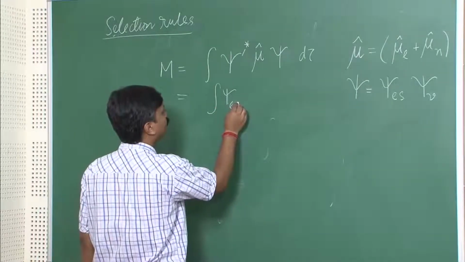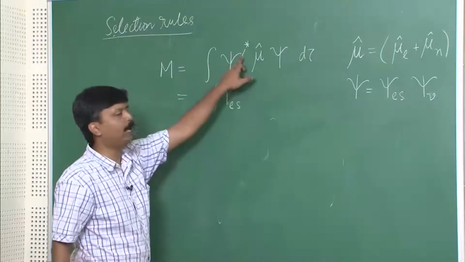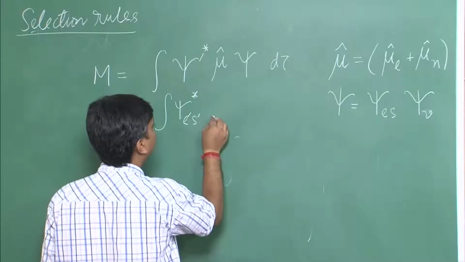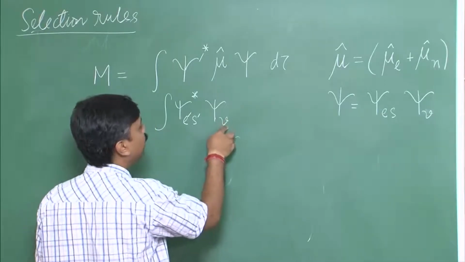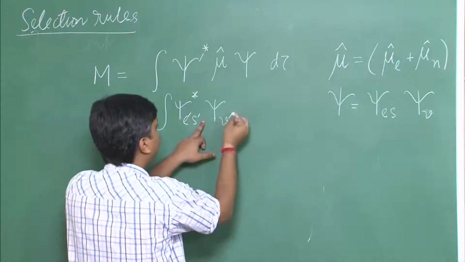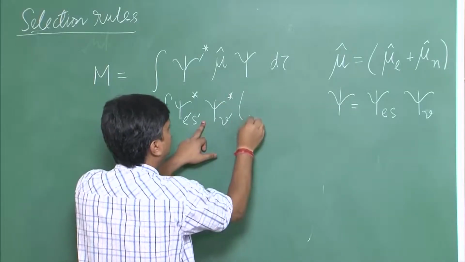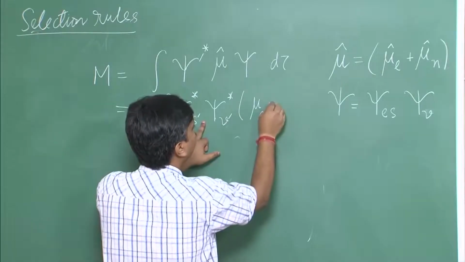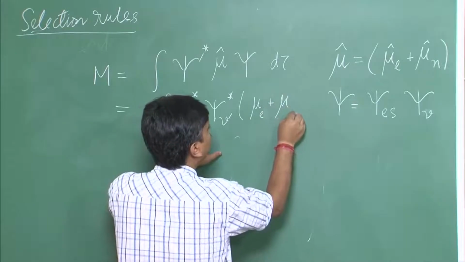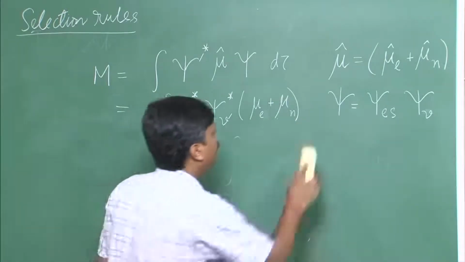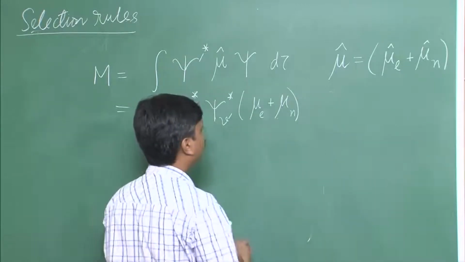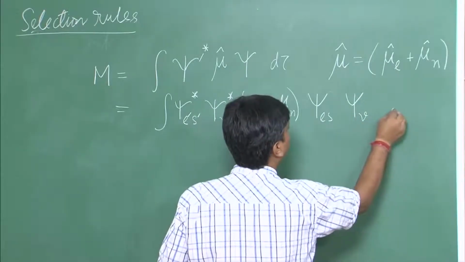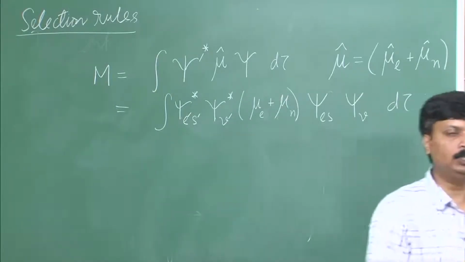So instead of writing the prime on this psi, I will write it on this E and S. And then you have psi V, and V also here is in the excited state, so I will have V prime, having the complex conjugate, and then you have mu E and mu N. And then you have the ground state part, so you have psi ES multiplied by psi V, integration over all the space. So this we can do.